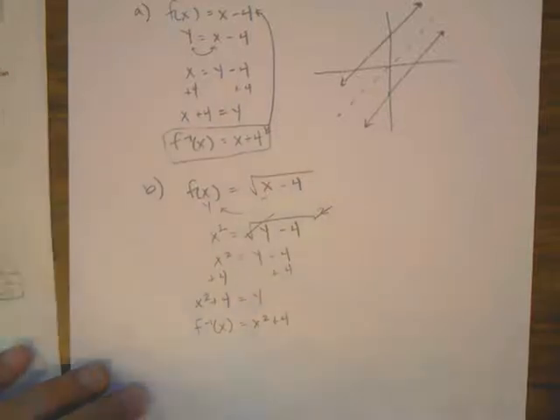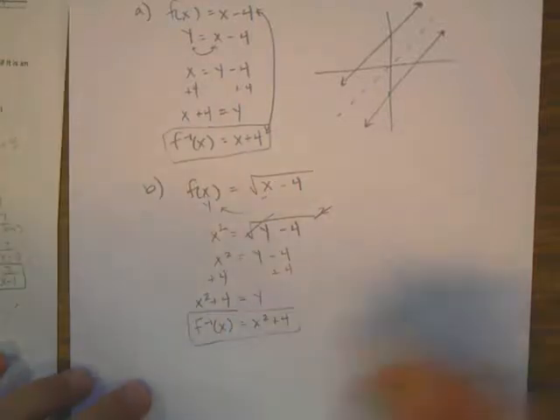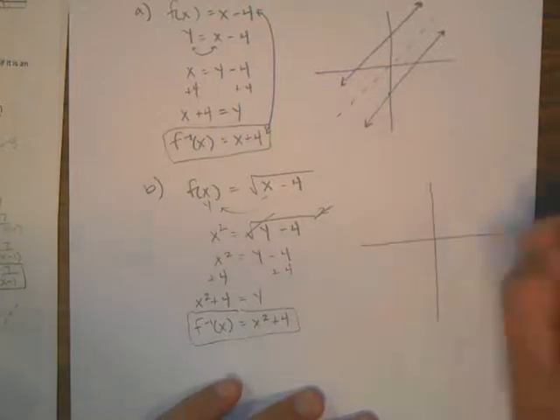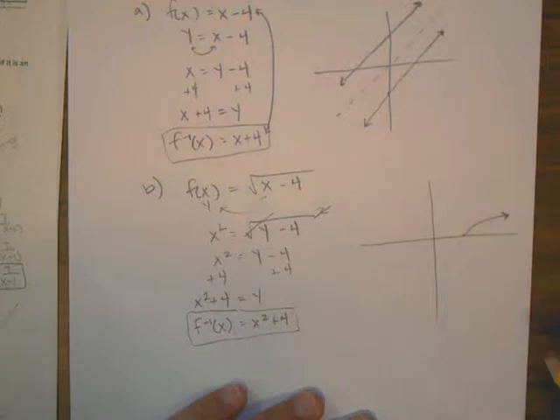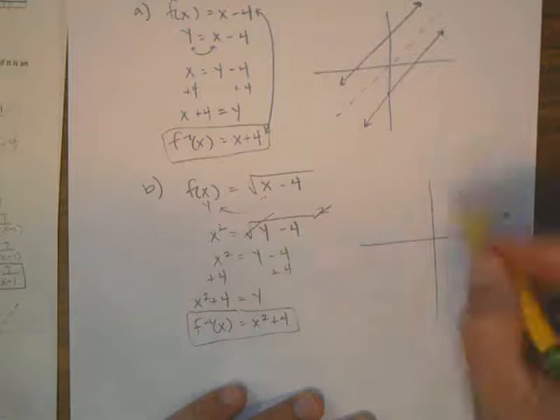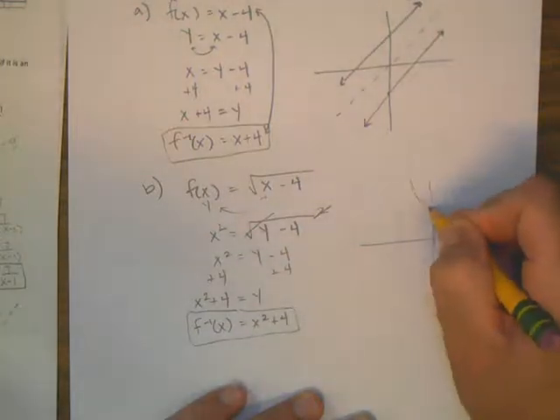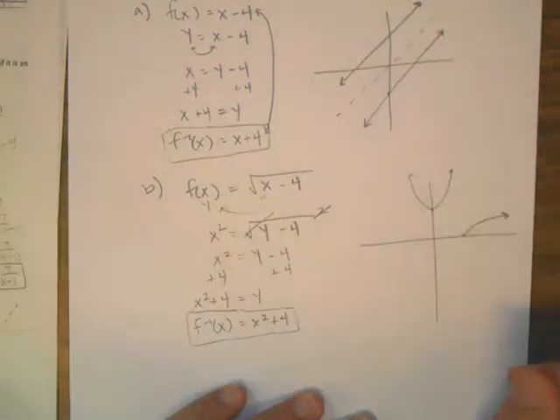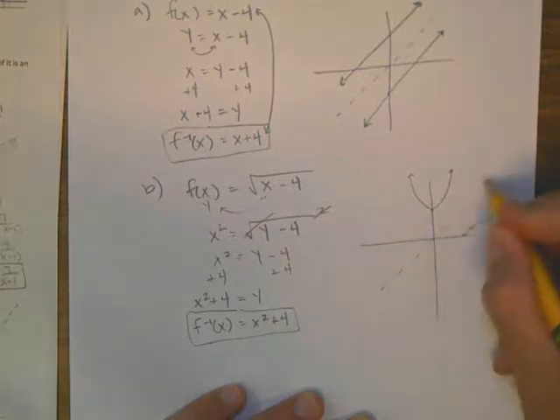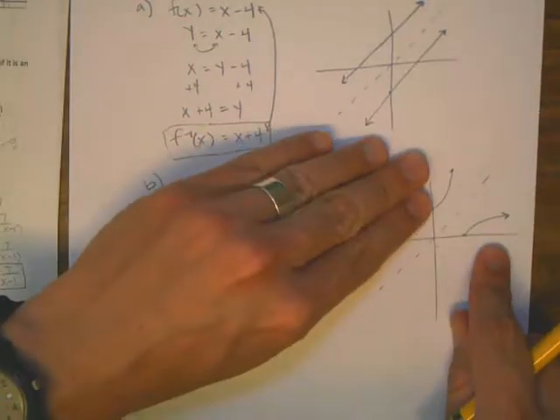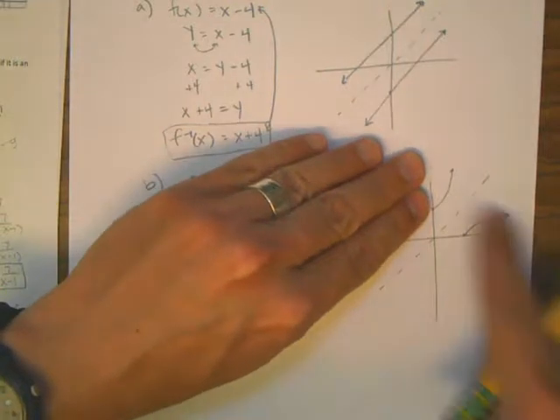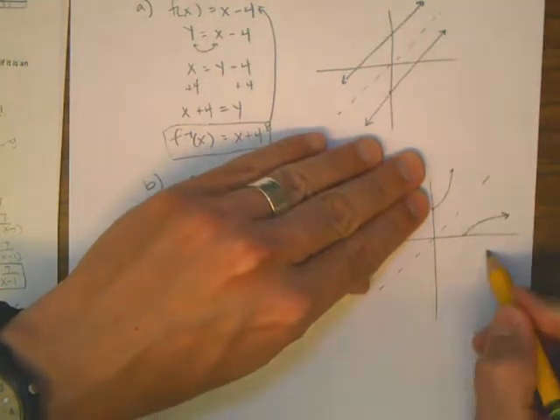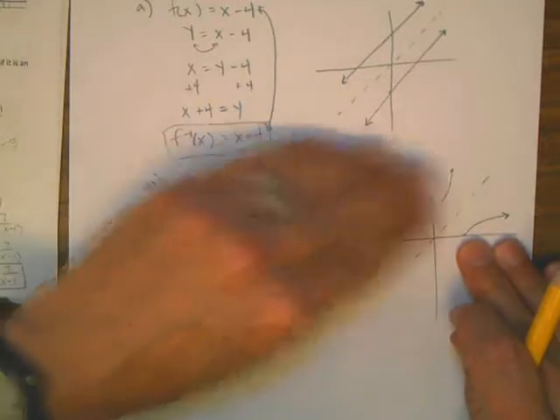Now, watch how these compare. Our square root function shifted right 4 looks like this, right? Our inverse function is a parabola shifted up 4 that looks like this. So even though only part of our graph is the inverse reflection, these are still inverse functions because this part cannot exist down here. So therefore, we can still describe these as inverse functions. Okay? All right.